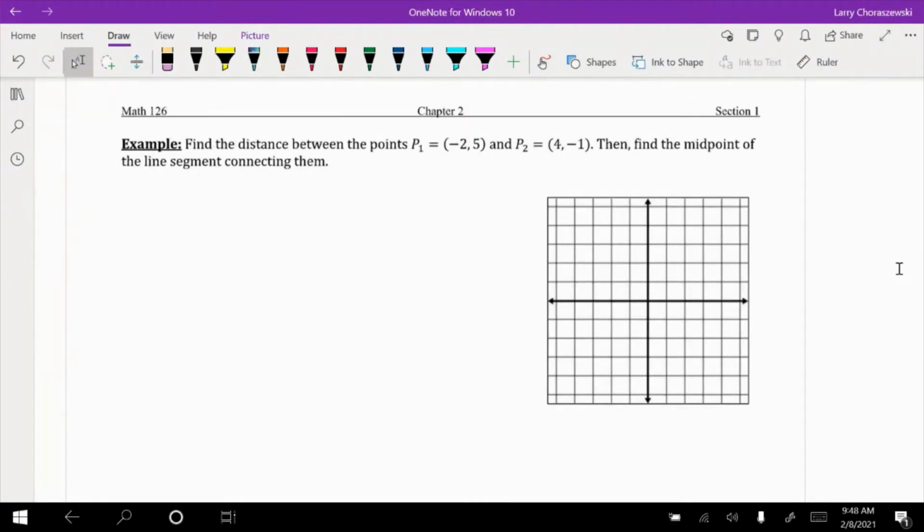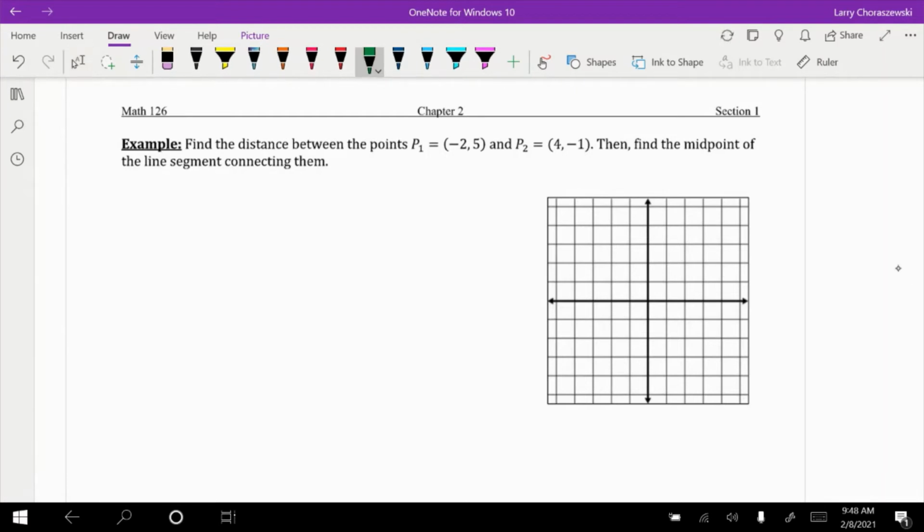All right, so let's do this example, and then it'll probably be about time for a break, and then we can move on to the rest of the agenda for today. This example, we're actually going to apply both formulas.